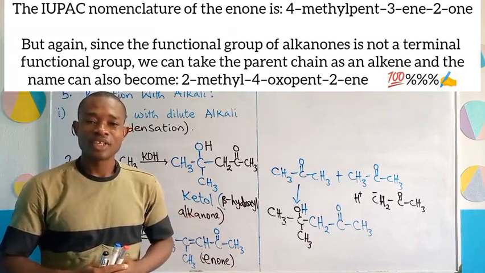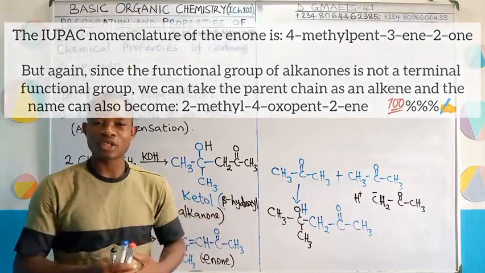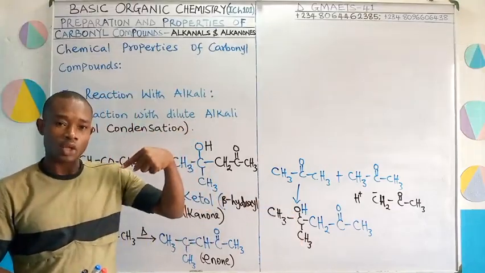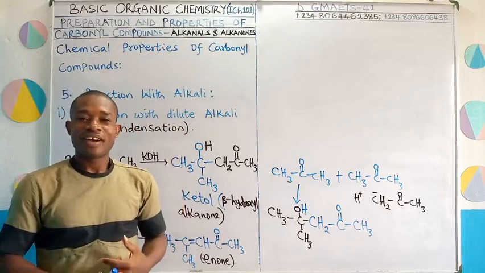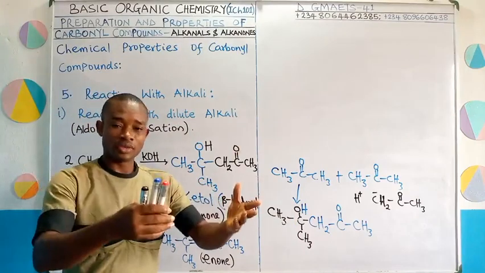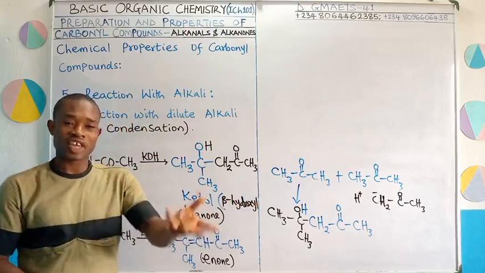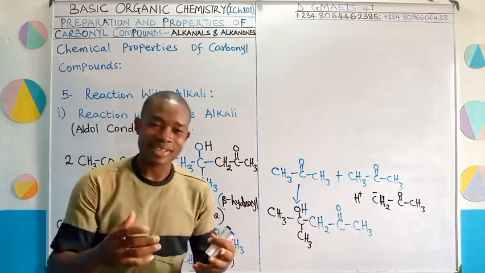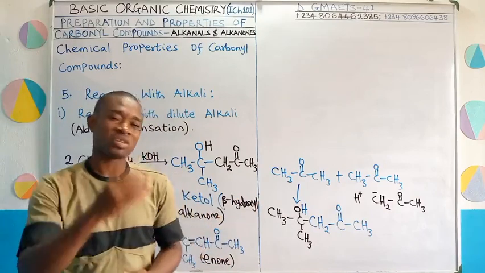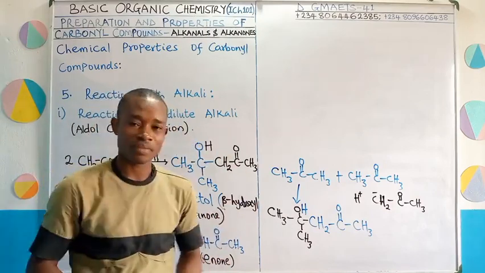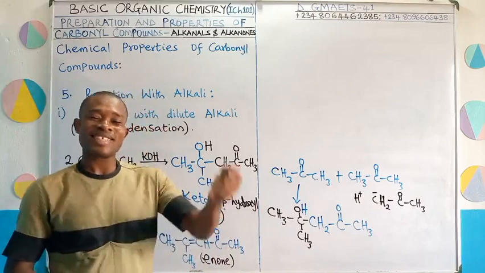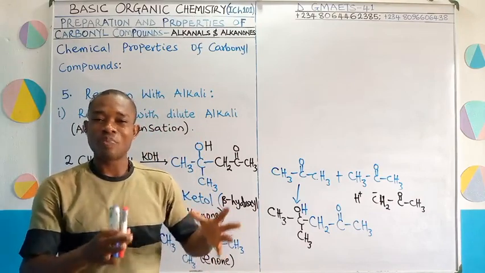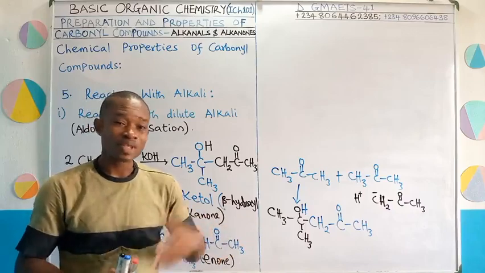Please take note that through this Aldol condensation, once you get the enal from alkanal, or you get the enone from ketone, that's from alkanone, if you carry out a reduction reaction, reduction being the introduction of hydrogen, usually you obtain saturated alkanol. We use this method to prepare compounds like butanol.